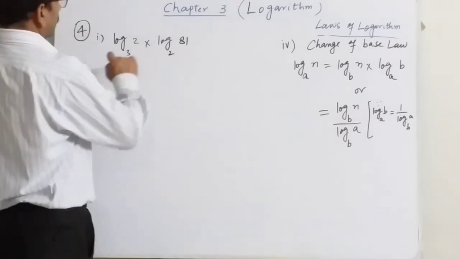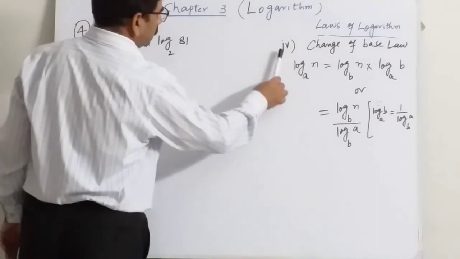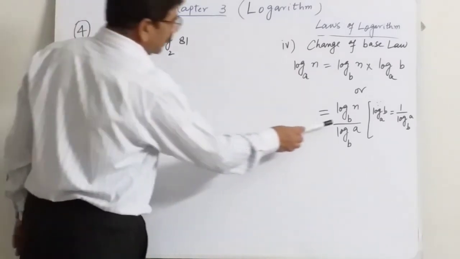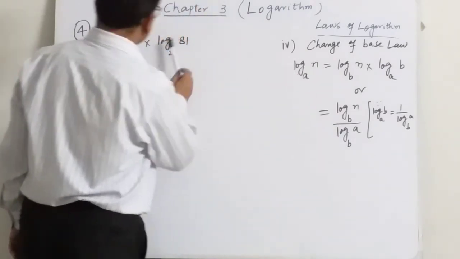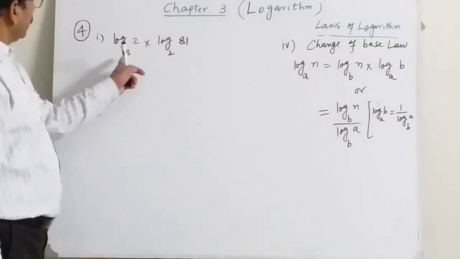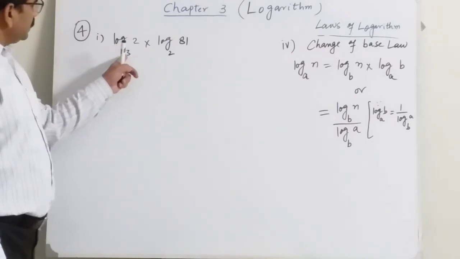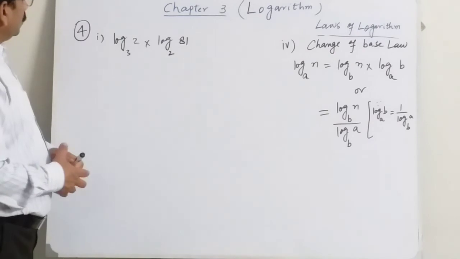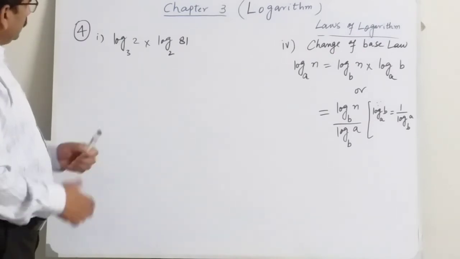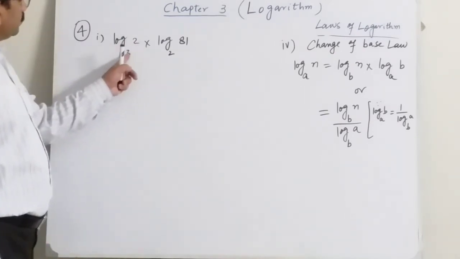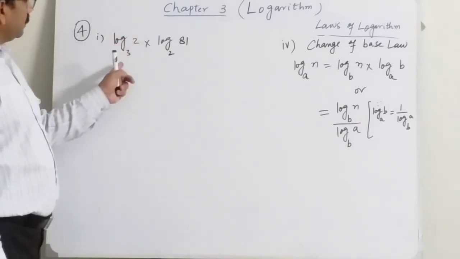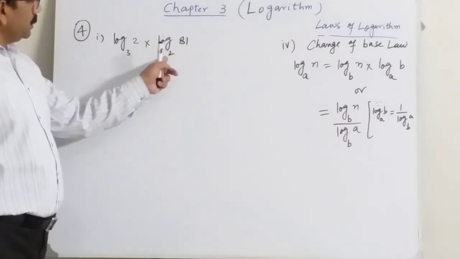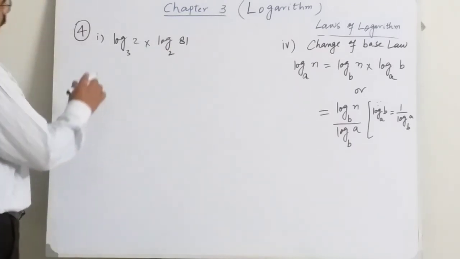Now we will apply fourth law of logarithm to solve question number 4, and second form of fourth law will be used here to simplify. Now in this case we change the two bases into base 10, means log of 2 to the base 3 will be changed into common logarithmic form. Similarly, we will change log of 81 to the base 2 in common logarithmic form.